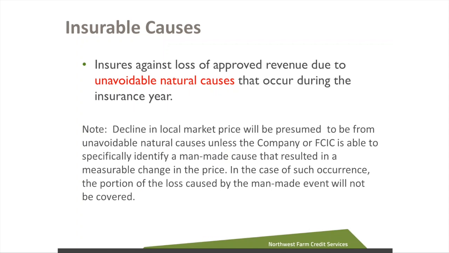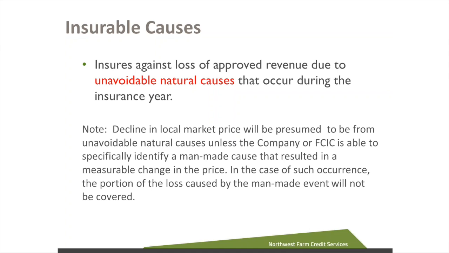The other causes of loss that we're covering here are unavoidable natural causes of loss that occur to your crops in any given year. So anything that would potentially cause a reduction in your yield could be a covered cause of loss, because a reduced yield is going to reduce your revenue.